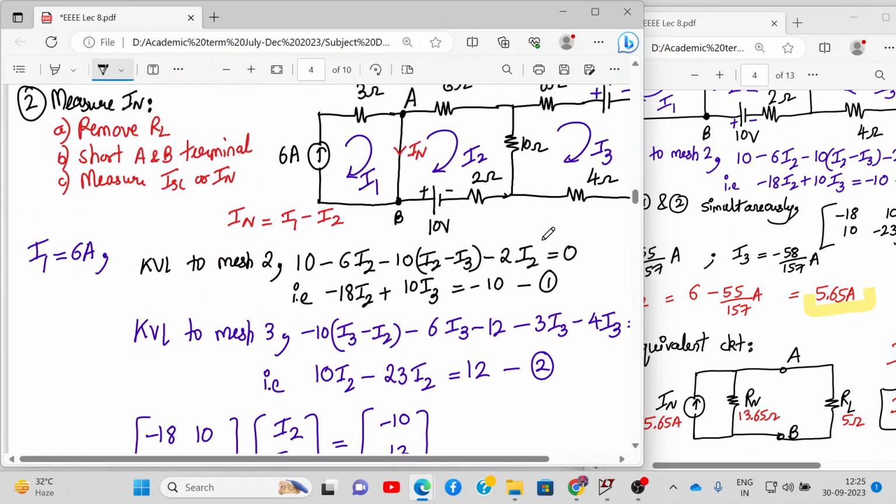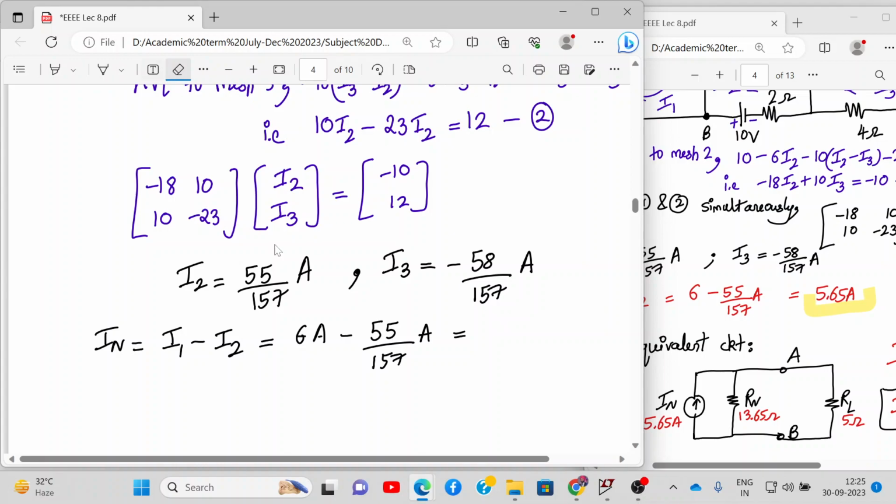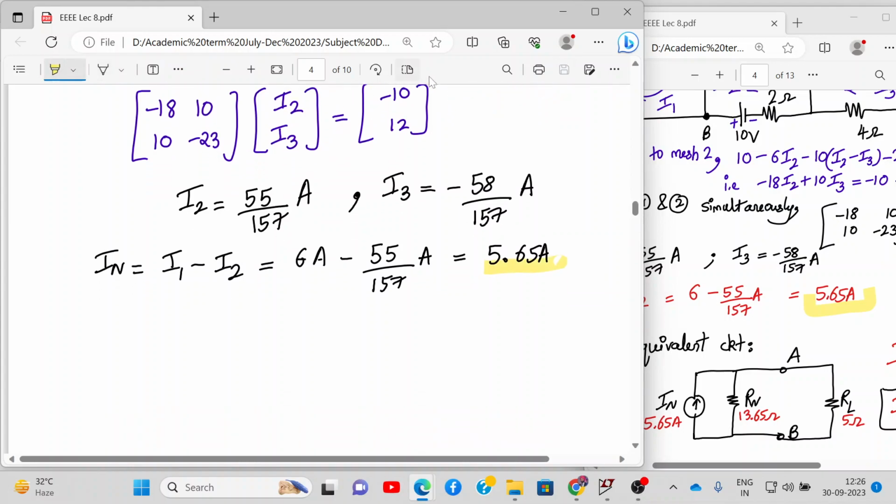All right. And now what is the value of Norton's current or ISC? Norton's current is I1 minus I2. So let's write that. Norton's current is I1 minus I2. That will be 6 amperes minus I2, which is 55 upon 157 amperes. So if you work it out in your calculator, this will come out to be 5.65. So 5.65 is my Norton's current. Got it?